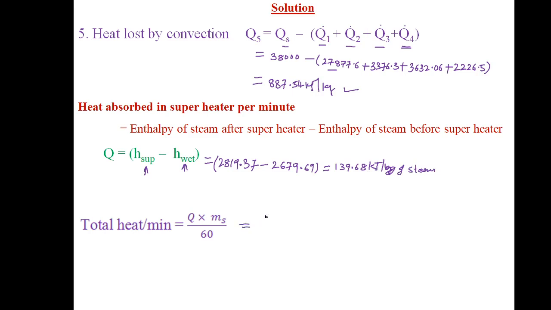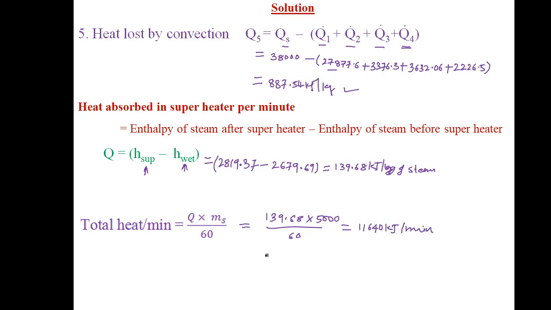So here Q is 139.68 into the mass of steam, which is 5000 kg per hour, divided by 60 to give per minute. On simplification, this will be 11,640 kilojoules per minute. How do we get this?